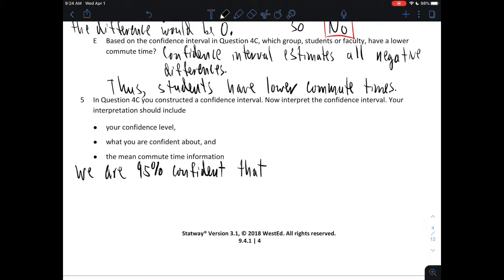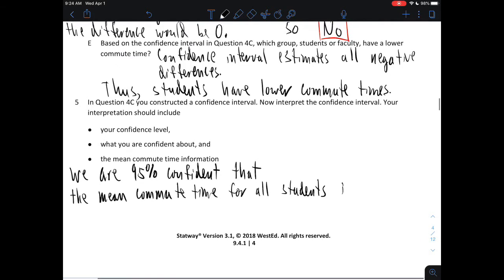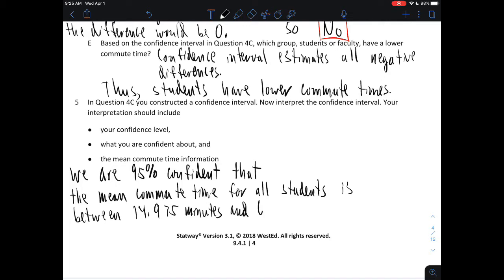that, and now we need to state what it is that we are confident about. So we are 95% confident that the mean commute time for all students is between 14.975 minutes and 6.43 minutes. And now here we need to make a distinct indication that we're talking about a difference.